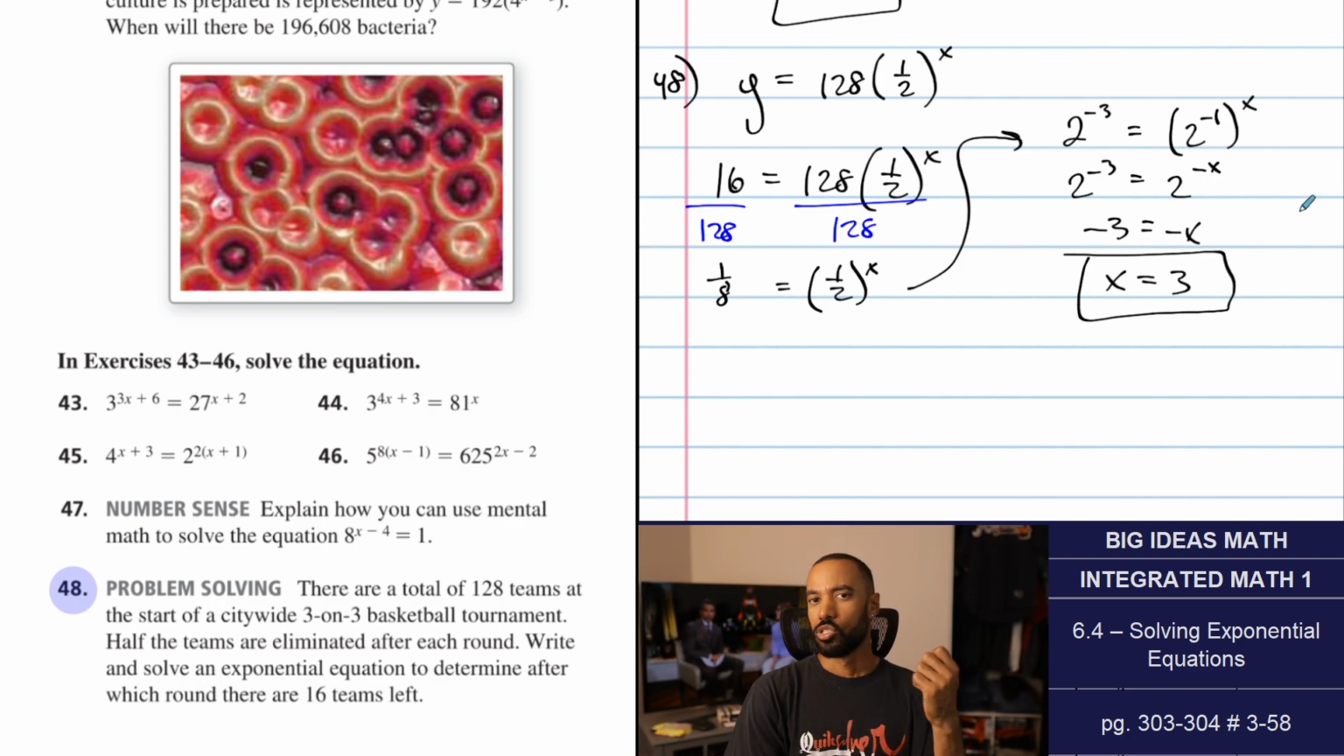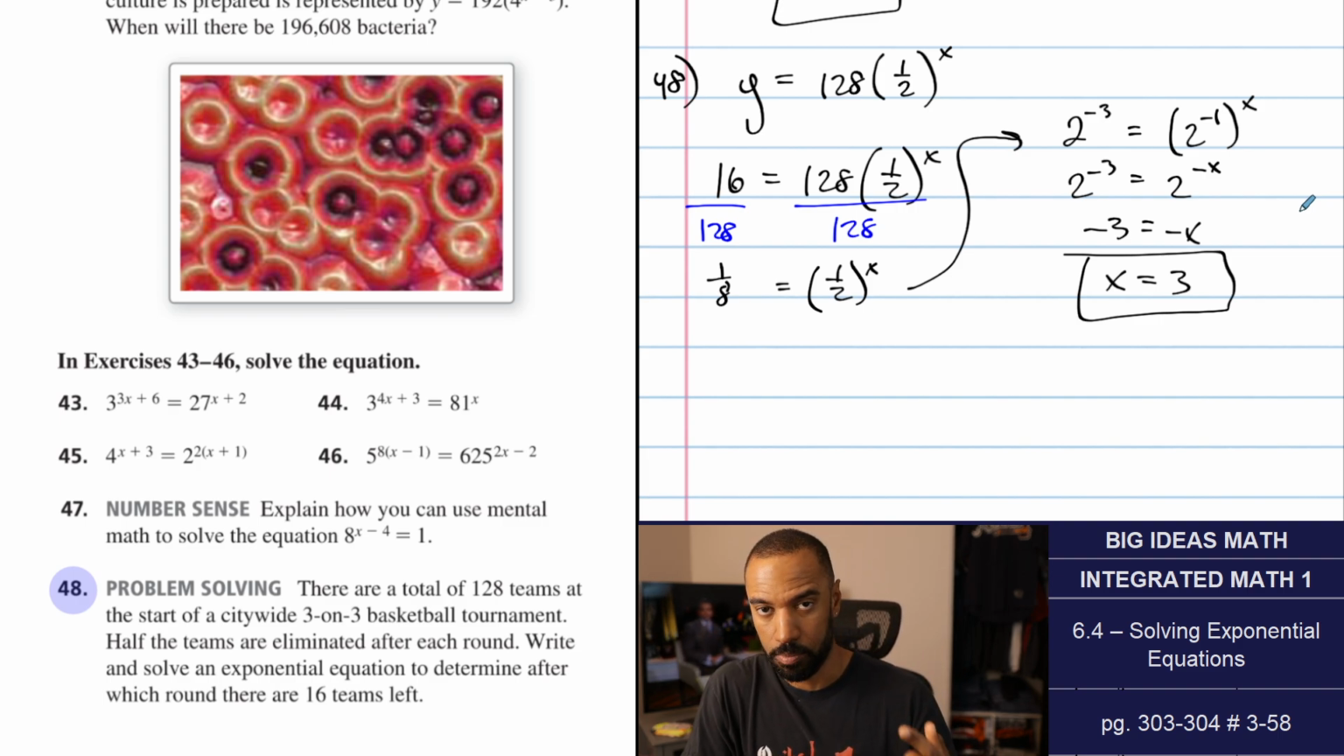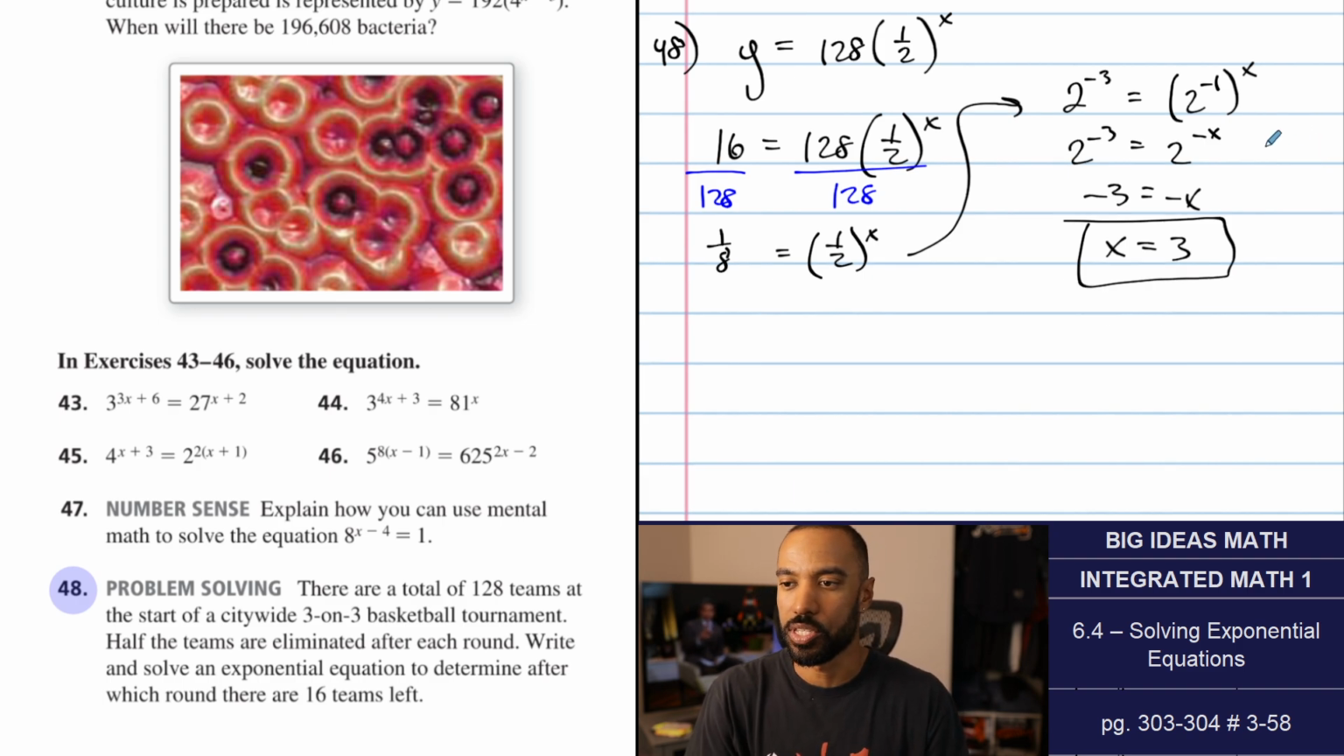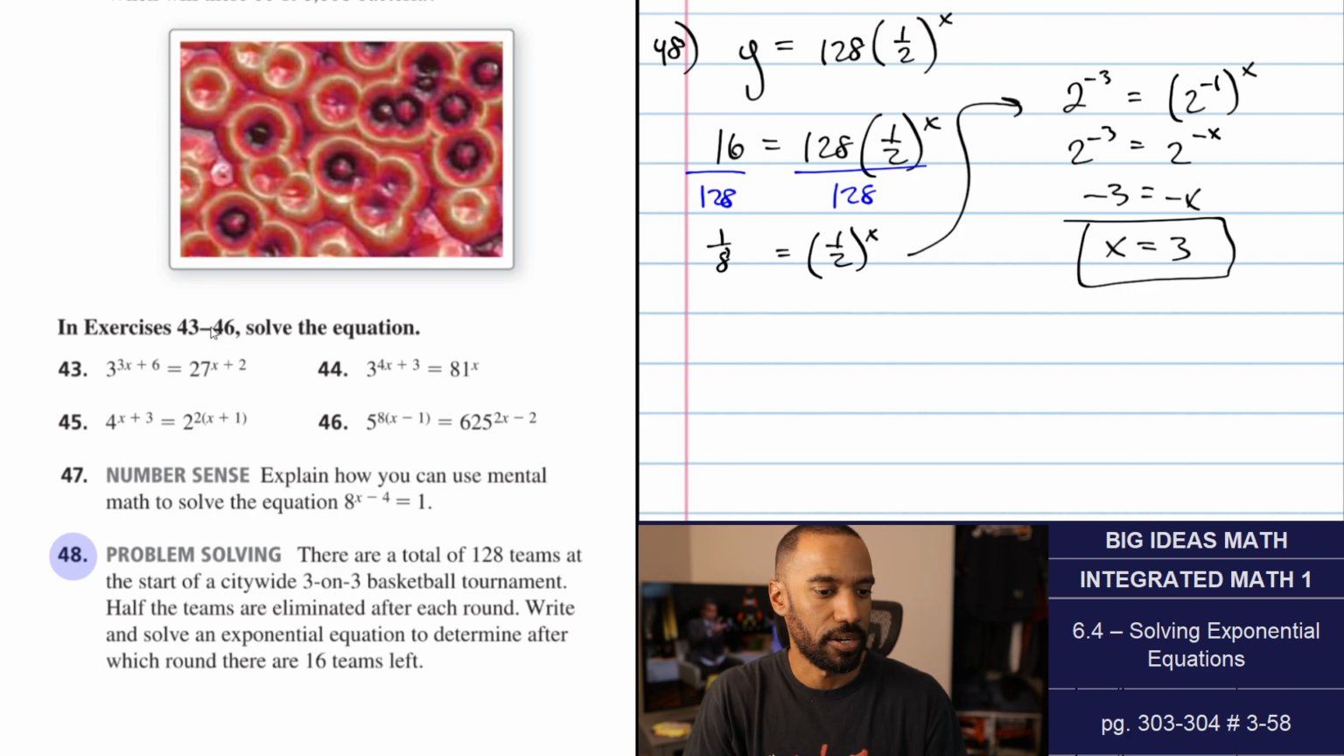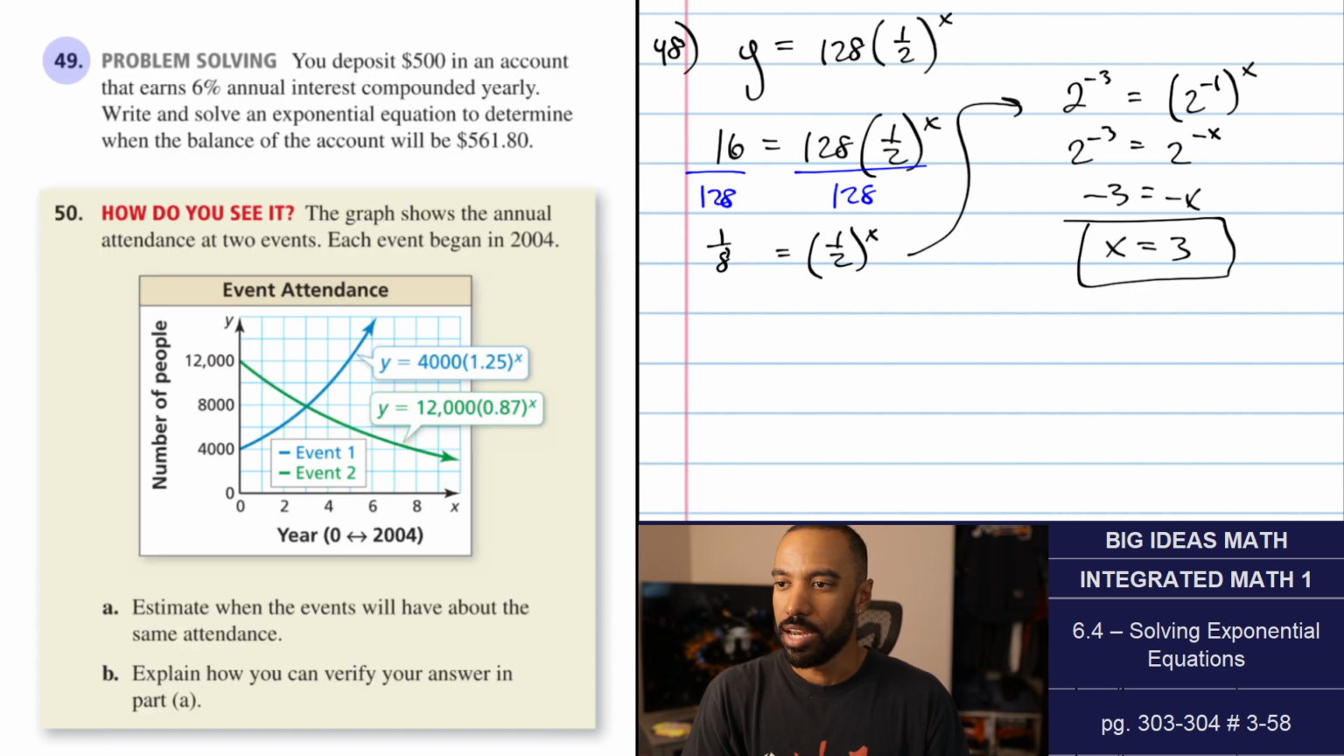Does that work? So after 1 round, you have 64 teams. That's half of 128. After 2 rounds, you have 32 teams. Yeah, after 3 rounds, you have 16 teams. Sweet 16 comes 3 rounds later. 10 questions to go.